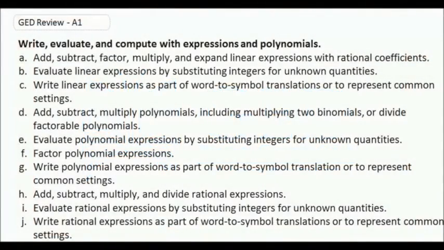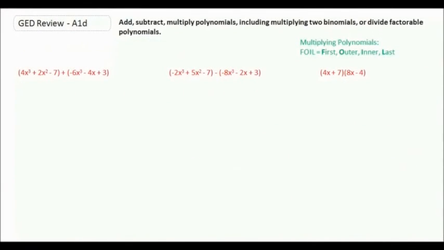This is a GED review video for expressions and polynomials. Okay, here we're moving on to polynomials, which just means that we keep getting some more terms in our expression. Okay, if there's 2 terms, it's what's called a binomial. 3 terms would be a trinomial, and anything more than that is just generally a polynomial.